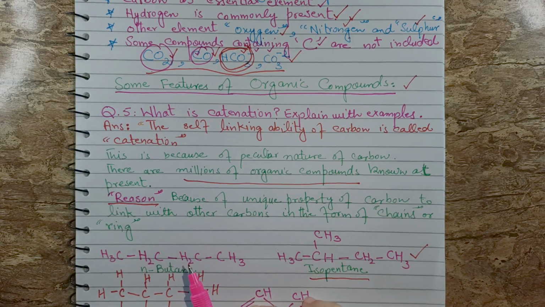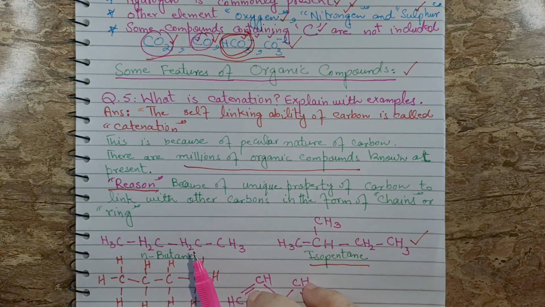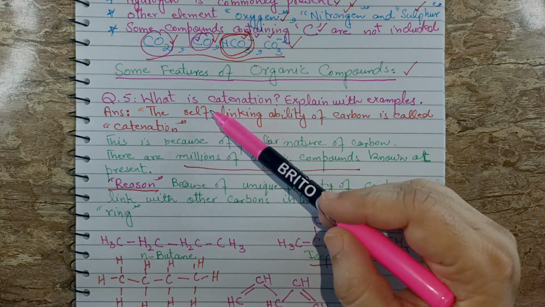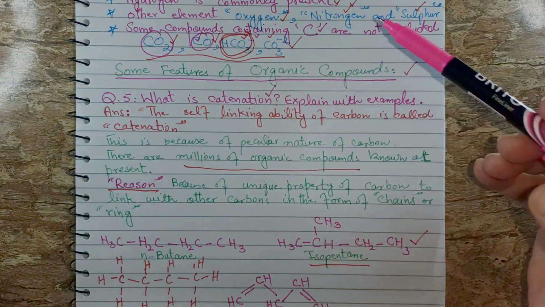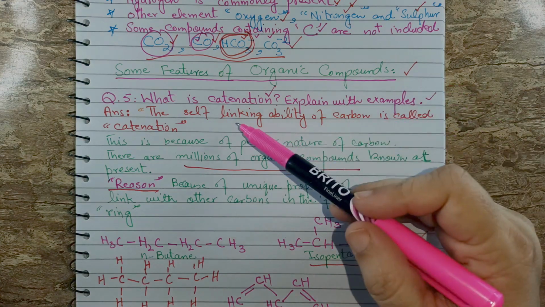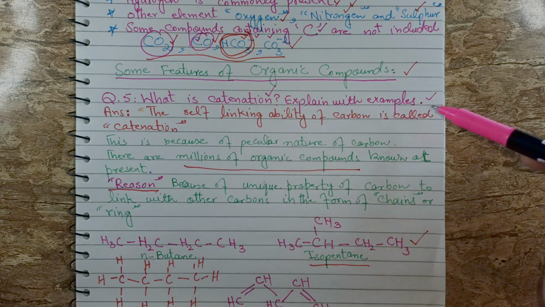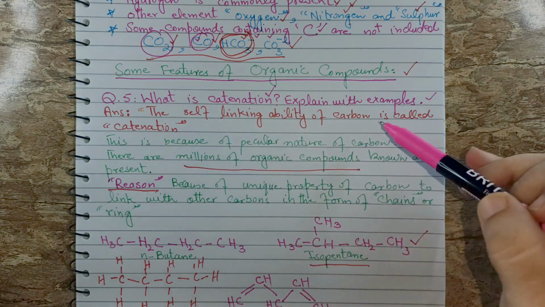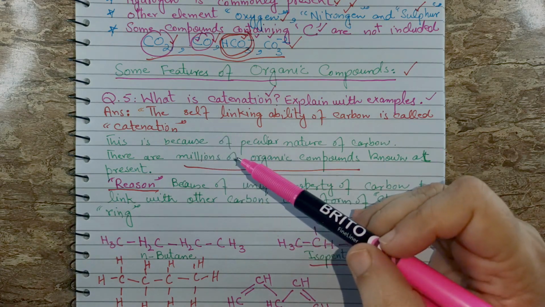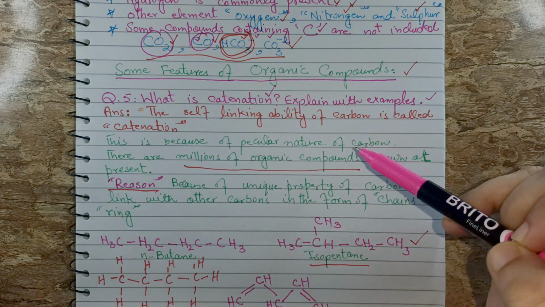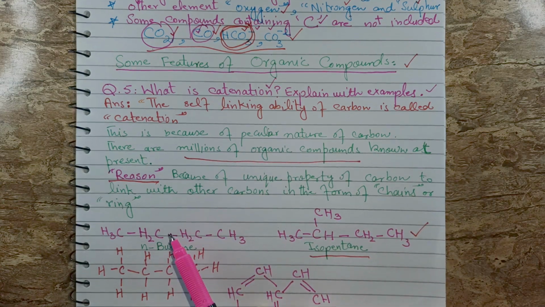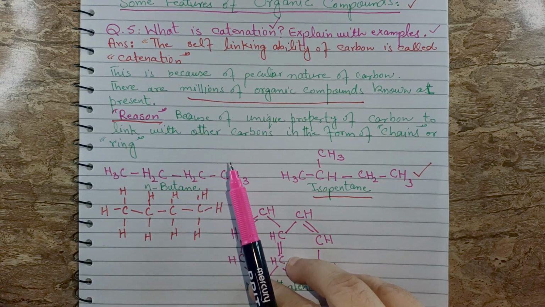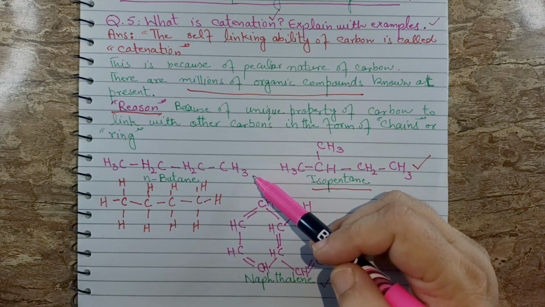We will again cover this topic in the form of a short question. There will be question number 5 as you can see, and the question is, what is catenation? Explain with examples. So we have to explain catenation with the help of examples. We will first see the definition of catenation: the self-linking ability of carbon is called catenation. That is the self-linking ability of carbon.